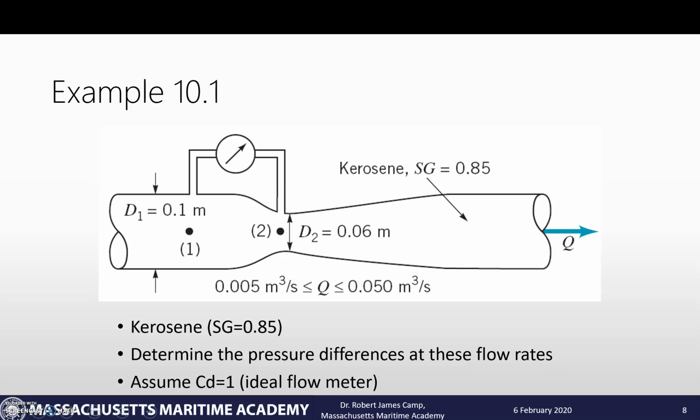In this example, we have kerosene flowing through a Venturi tube. We want to determine the pressure difference at the flow rates given, which are here and here. We're also going to assume this is an ideal meter, so we're going to assume that the coefficient of discharge is 1. If this was a real meter, we'd have a coefficient of discharge of probably like 0.95 or something like that. But we're just going to do this with the ideal meter.